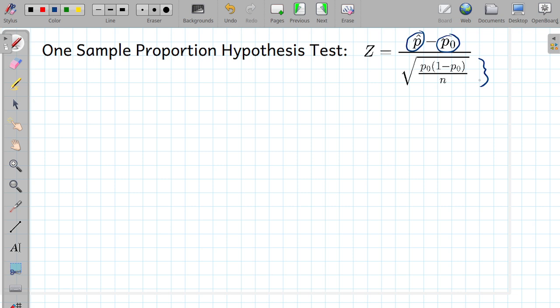The thing to keep in mind, though, this is slightly different from what we were doing with the confidence intervals. This is not p hat down there. That is now p null, the population value. Now, keep that in mind. If it goes wrong, you may have put the wrong p in there.